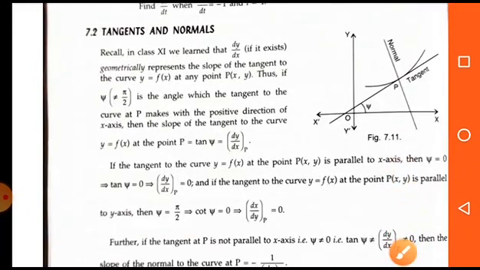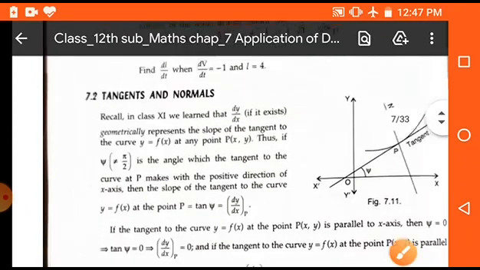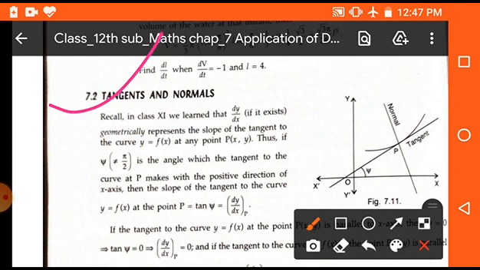Now, the next topic is tangent and normal. Students, this is an important topic, and generally one question related to tangent and one question related to normal is asked in the board examination. So these are important topics. You have to understand this topic very well. Clear? So what is a tangent?